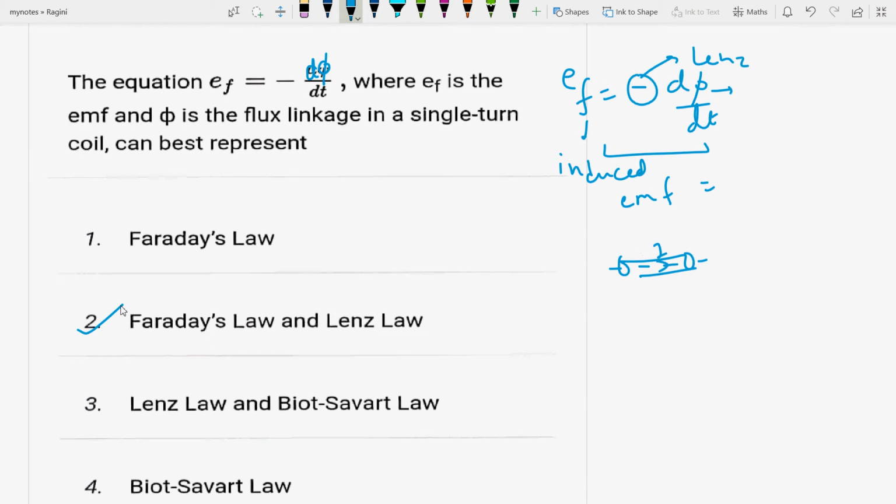Lenz law क्या state करता है? Direction of current induced in any given conductor whenever there is a changing magnetic field, and that changing magnetic field happens to be such that it always opposes the change in magnetic field which produced it. So right answer will be second.